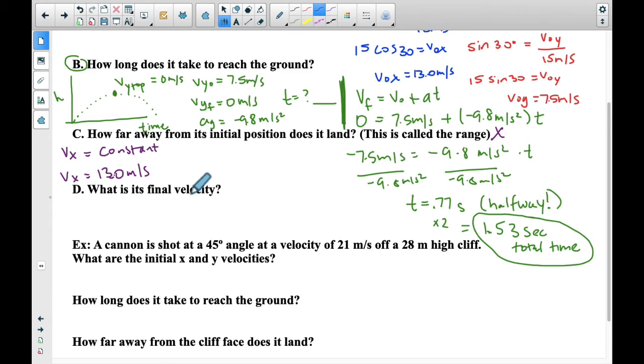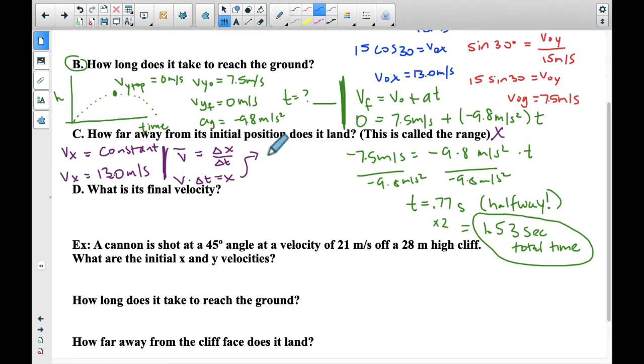And we already calculated what that was. It is 13.0 meters per second, or just 13 meters per second. Because it is constant and does not change, we can just use our basic definition of velocity formula. We're just going to take delta x over delta t gives me the velocity. So I multiply both sides by delta t.